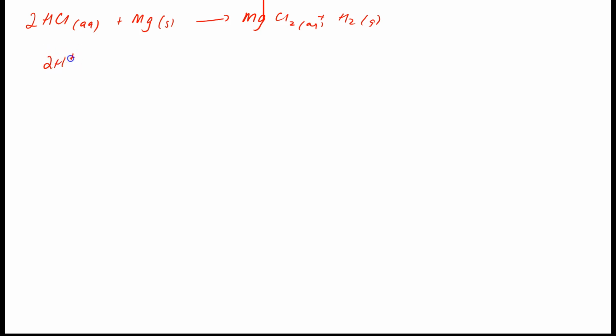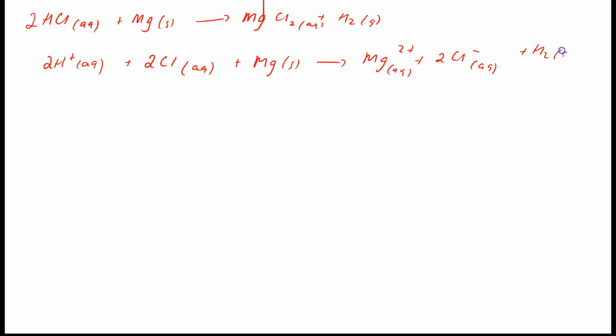We've got 2H+, and they'll be aqueous, but again, I haven't been writing those because of time, but you certainly should get into the habit of writing them in. Plus our magnesium solid, producing magnesium ions, 2 chloride ions, all of those are aqueous, and our hydrogen gas.